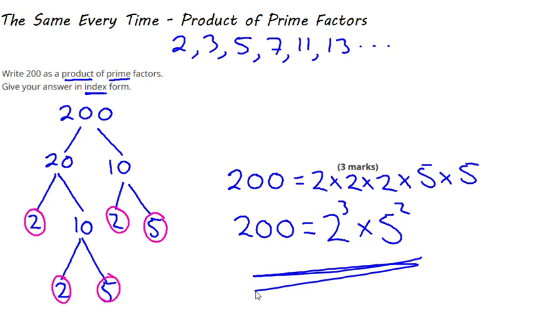3 marks for that one, the same every time. Learn how to do it, you'll get yourself well into the marks, well into the grades. But don't forget, for all questions, the examiner is expecting to see method. We don't want just an answer coming out of nowhere, so you do need to show, how I've shown here, your factor tree, circling your prime numbers, and then writing down your final answer.